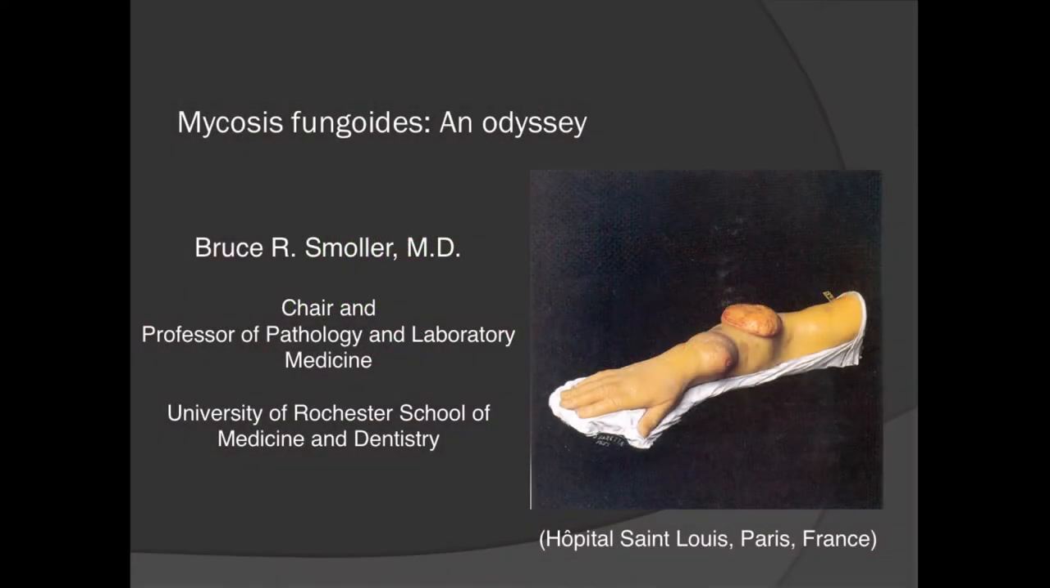Good morning, everyone. It is my great pleasure and honor to introduce Dr. Bruce Smoller. He comes from the University of Rochester. He's the chair of the Department of Pathology and Laboratory Medicine. Dr. Smoller got his undergrad training at Dartmouth College and a medical degree from the University of Cincinnati. Then he did his AP/CP training at Harvard and then the medical pathology fellowship at Cornell.